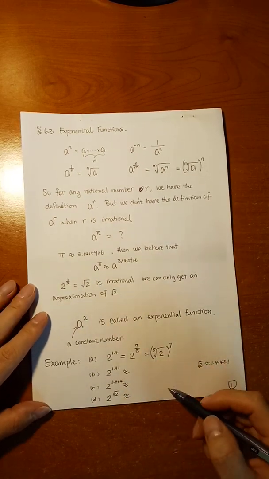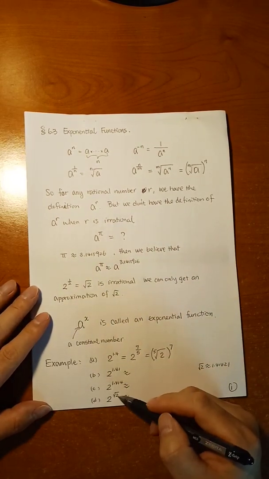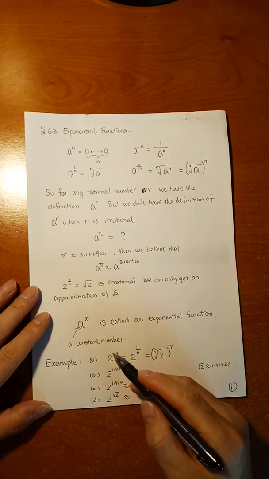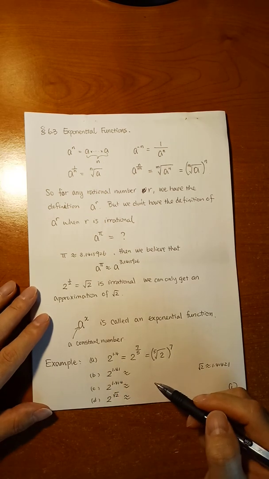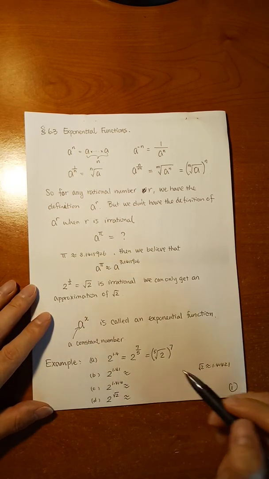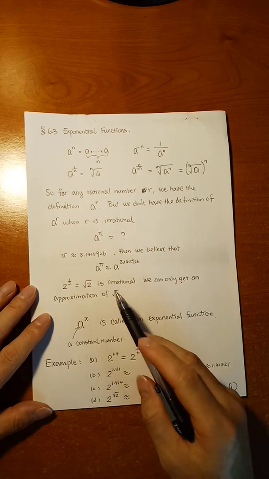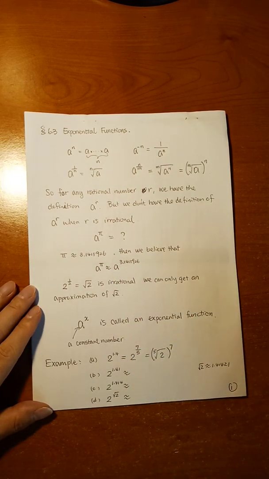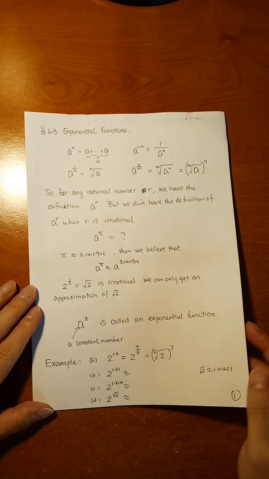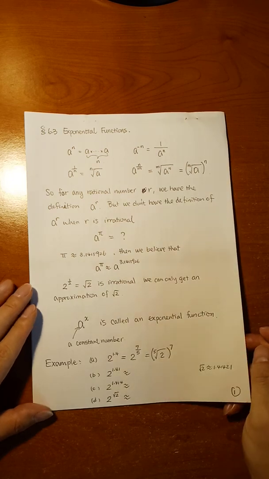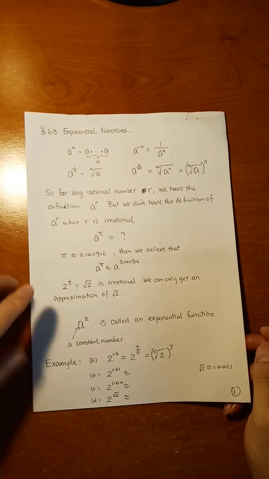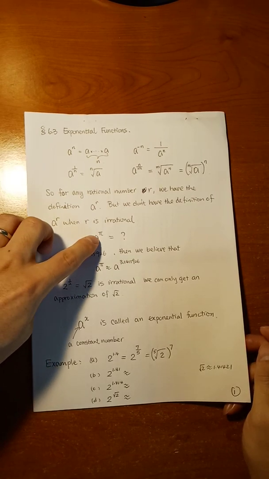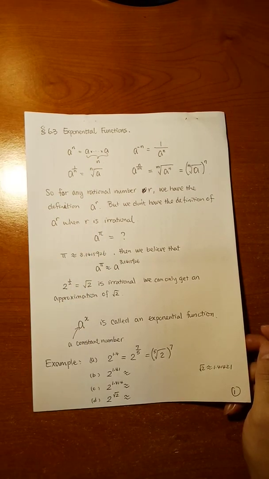So this is the idea. We use the approximation by rational numbers to approximate the power a to the irrational number. Okay, so that's an explanation about the exponential function with an irrational power.